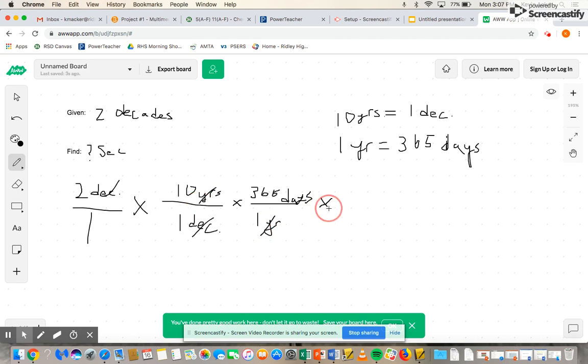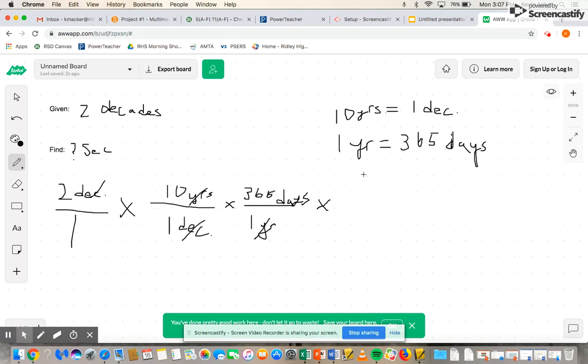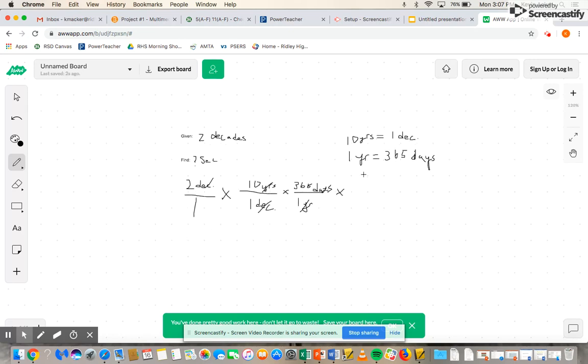Days gets us somewhat closer, but we're still not there at seconds. So we have to come up with another conversion factor. And I'm going to zoom out a little bit so that we have more room. We know that there are 24 hours in 1 day. So we can write that as one of our next conversion factors. In that case then, again, we set up this factor, and 1 day is going to come on the bottom here so that we can cancel out.